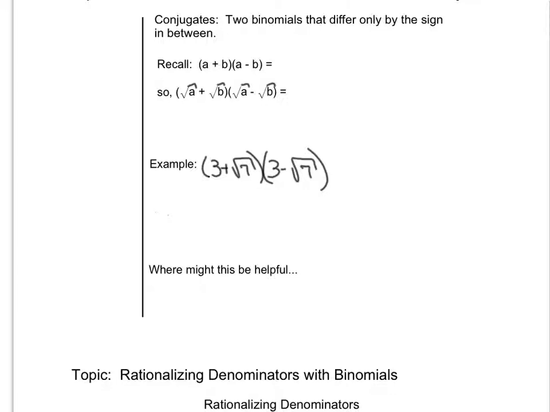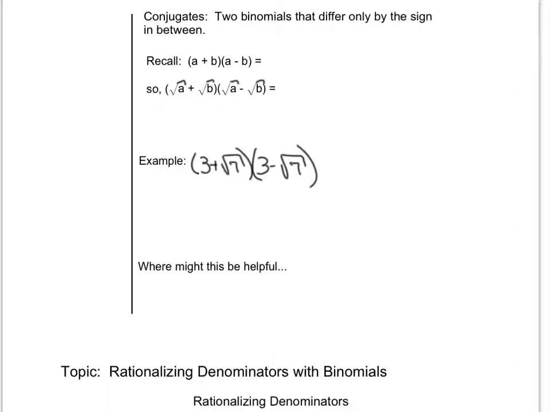Remember, a plus b times a minus b is going to give you a squared minus b squared. Therefore, the square root of a plus the square root of b times the square root of a minus the square root of b is the square root of a squared minus the square root of b squared. Well, square roots and squares cancel, giving me just a minus b.